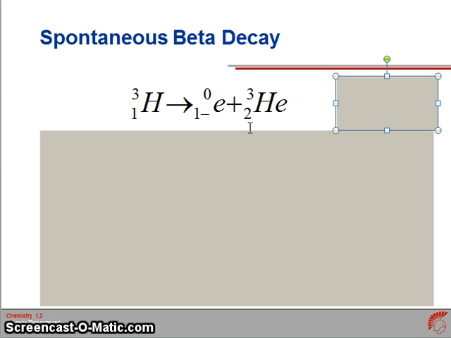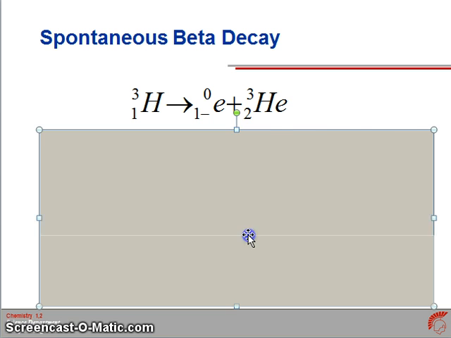That will be helium. So you write down the element symbol, and then we have to check the mass. It has to be equal on the left and on the right side of the equation. On the left we have 3 for our mass, and because the electron has an insignificant mass, in this case 0, the mass doesn't change at all. So we still have 3.